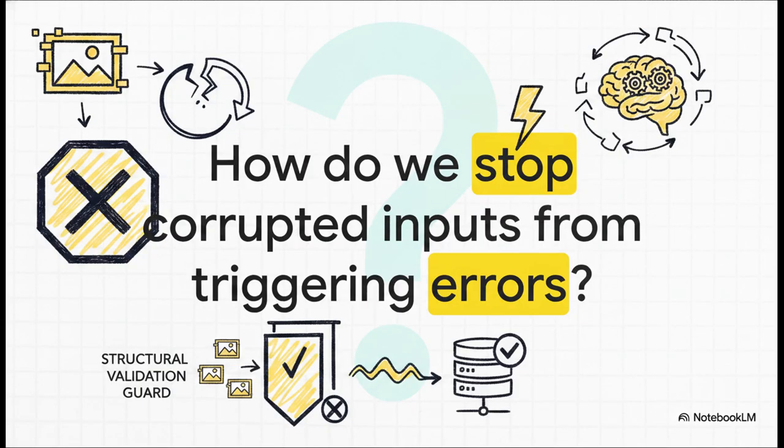You want to look at your panel and ask them this exact question. How do we stop corrupted inputs from triggering systemic errors? It's a brilliant way to illustrate the practical research gap. It perfectly sets up the absolute necessity for a structural validation guard, basically a low-overhead quality gateway that checks the image's integrity before any of those heavy, expensive inference computing tasks even start.